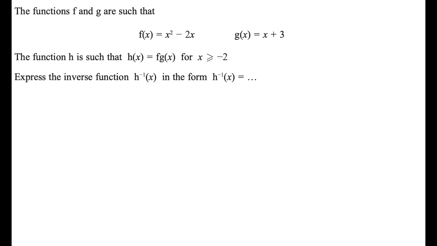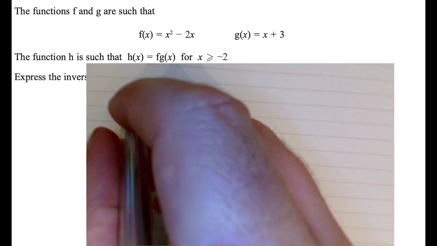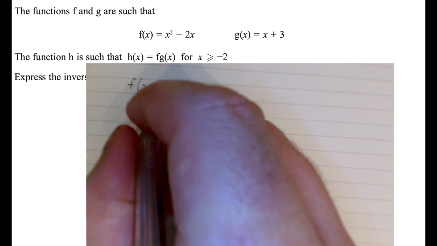Okay, these questions are quite tricky, so you might want to do this question more than once to go through, please. Right, so let's start off with understanding what does f of x equals x squared minus 2x mean.